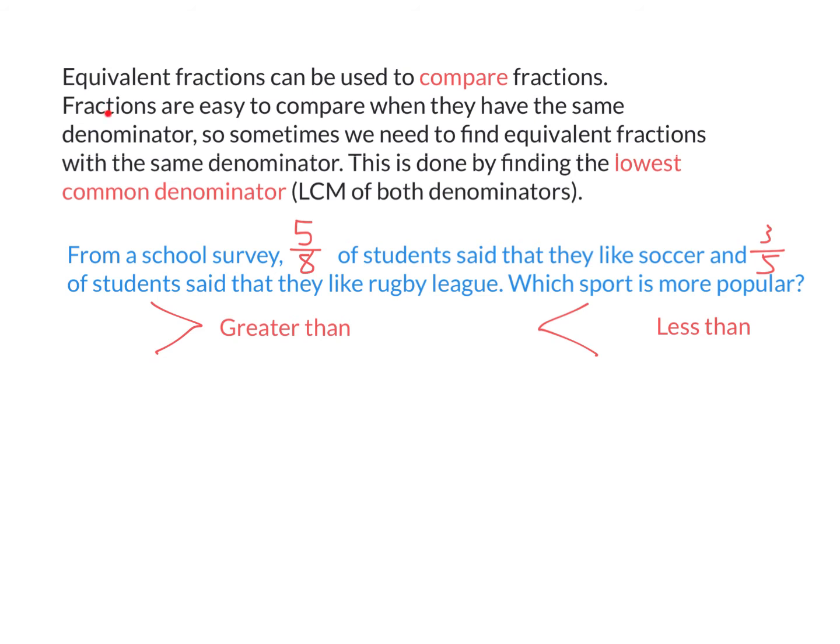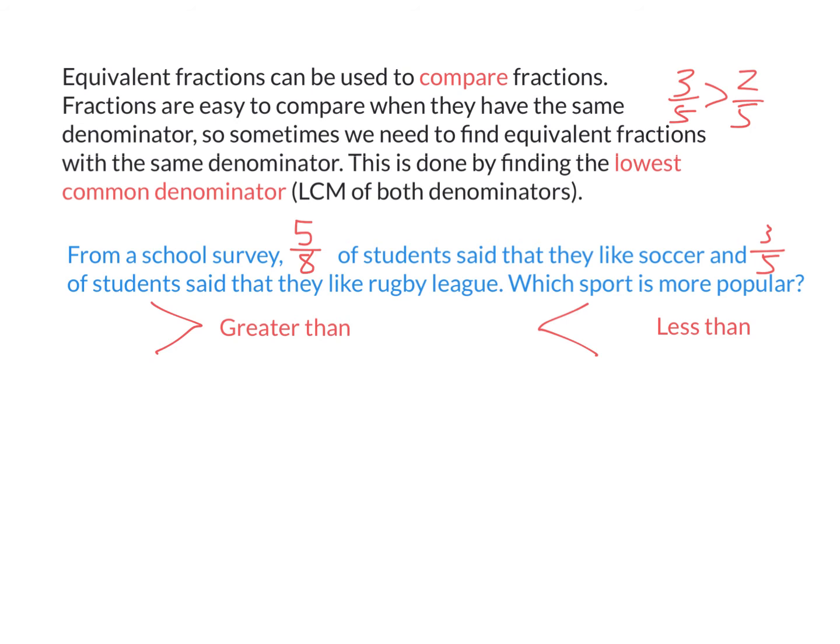See, the thing is, it's really easy to compare fractions when they have the same denominator. So you can see very clearly that 3/5 is greater than 2/5. That's really easy to compare. Having 3 of something is always more than having 2 of something. But when the fractions have a different denominator, it's hard to compare.